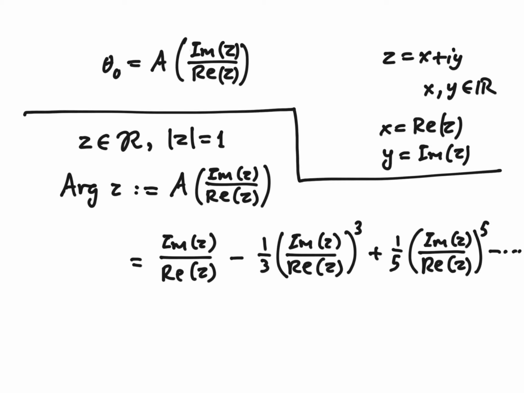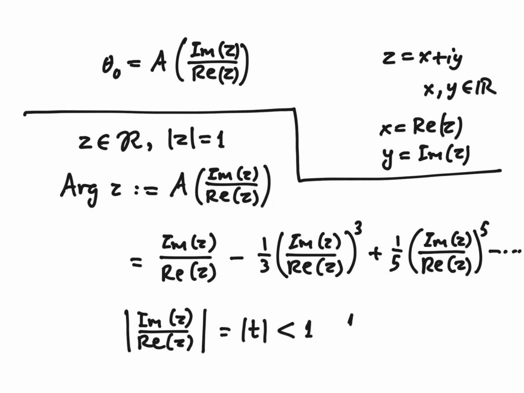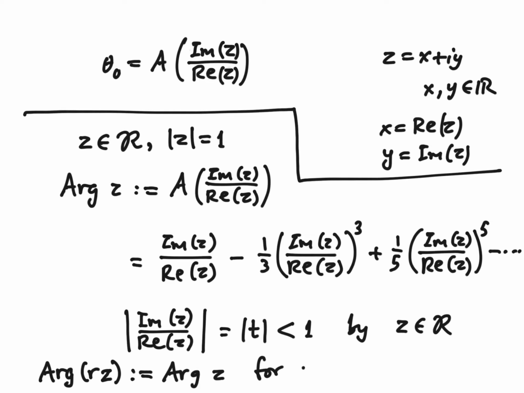Okay, and we know that that's a convergent series. And the reason it's convergent is because the ratio in question, if we take its absolute value, that's what we call t, that's less than 1 by the fact that z is in R. That's why we needed to restrict z to be in that particular region, okay, to get the series to converge. But anyway, we now have a good expression for the argument of z, and remember that our principal argument, and then also remember that we extended the definition of principal argument so that if I rescale that point z by any positive scalar, we just define that to have the same exact principal argument as z itself for all r greater than 0, strictly greater.